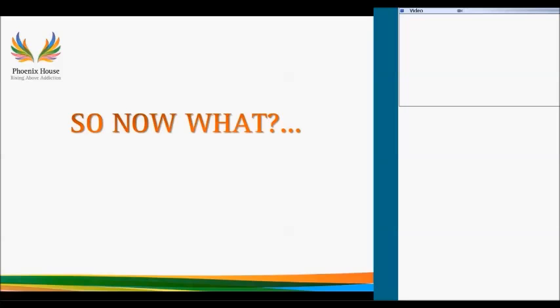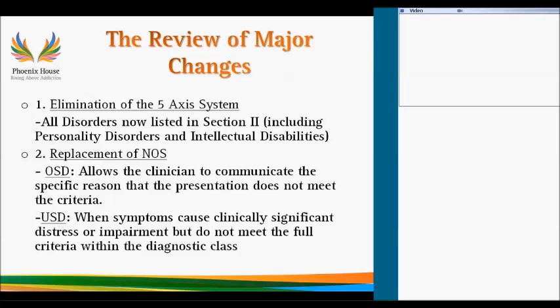So based on all this, now what? One of the things I just want to highlight, based on this really brief training that I've gone through today, is to remind everybody there is no more 5-axis system. All the disorders are now listed in Section 2, including personality disorders and intellectual disabilities. This was a comment that was made previously. Intellectual disabilities is the new language for mental retardation. So we're still making that diagnosis. The new proper language is intellectual disability, and it is still based on mild, moderate, and severe levels.